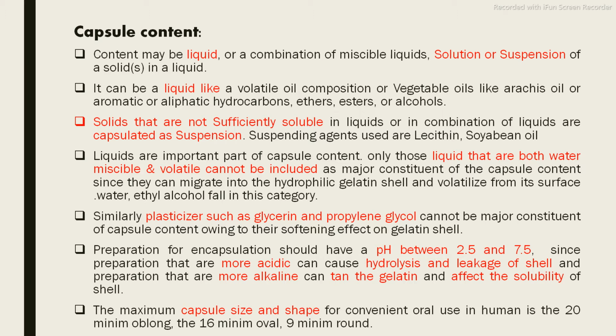The maximum capsule size and shape for convenient oral use is about 20 mm oblong, 16 mm oval, and 9 mm round. So these are the maximum capsule size and shape for oral use. Otherwise, the capsule size may be smaller or larger if we are going to consider a suppository type of dosage form or an ophthalmic type of dosage form. But if you are considering the soft gelatin capsule for oral purpose, then this is the maximum size given: 20 mm oblong, 16 mm oval, and 9 mm round. This is the maximum size of soft gelatin capsule for oral use.